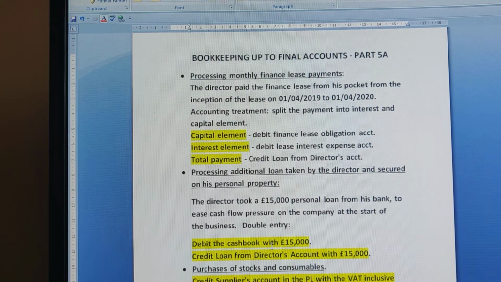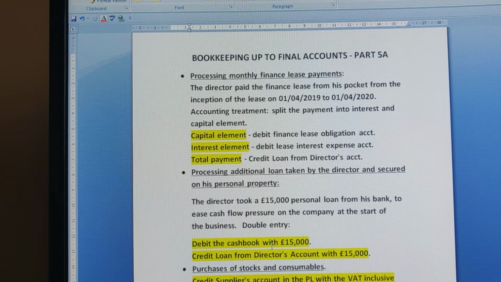But payment must be made to the lessor, that is the owner of the property. In this case, Billington Local Authority. So the director had to pay the money out of his own personal pocket. So what we are now going to do with the accounting treatment is that the total payment, which is a whole year payment, will be split into capital and interest element.